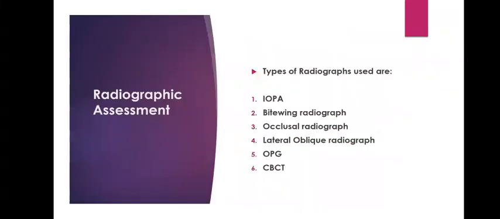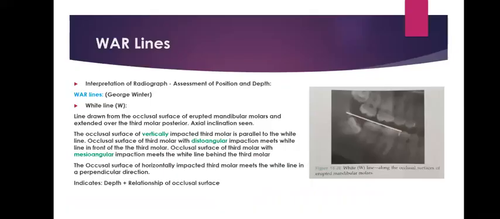Now, radiographic assessment is again an important aspect. Here, the types of radiographs used are IOPA, bite-wing radiograph, occlusal, lateral oblique, OPG, and CBCT. Now, war lines is again an important SAQ, which can also be asked as MCQs. War lines is WAR: white, amber, and red lines.